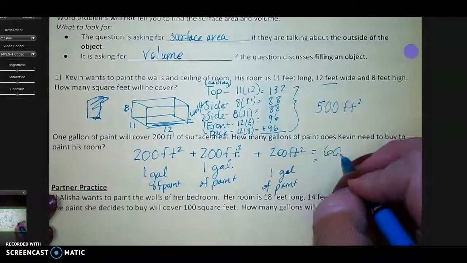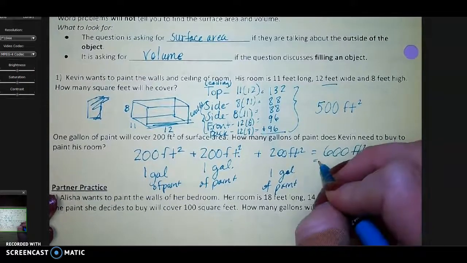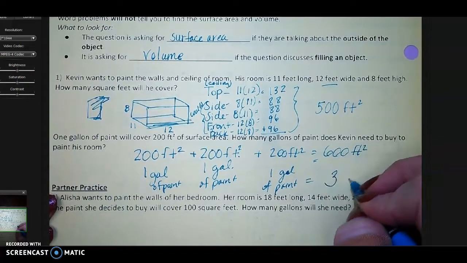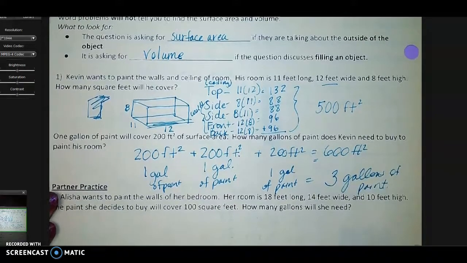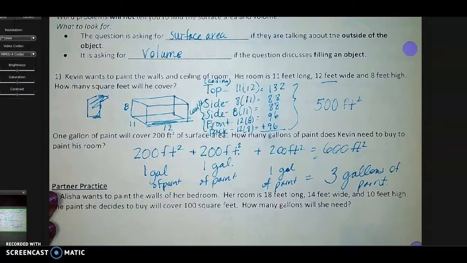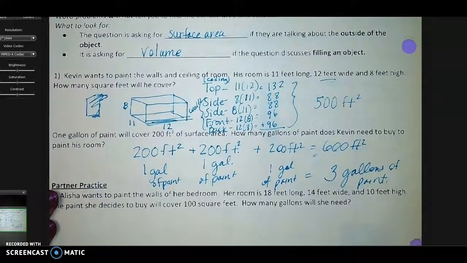And I know that will actually cover 600 square feet. But I'm going to need all 3 gallons of paint. I should have about half of one left over, but I can't just not paint 100 square feet of it. That would just be strange.